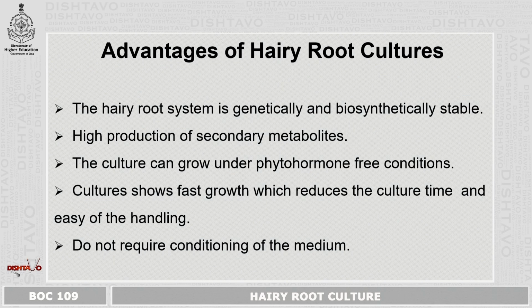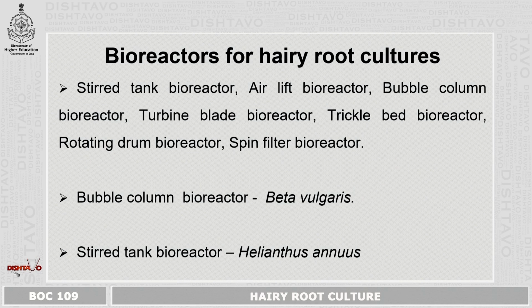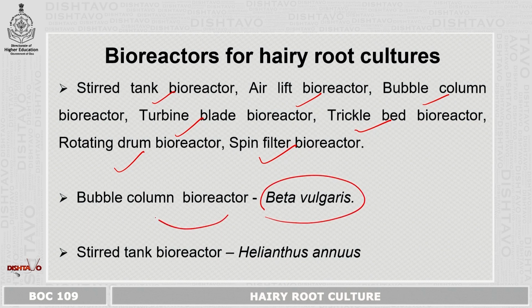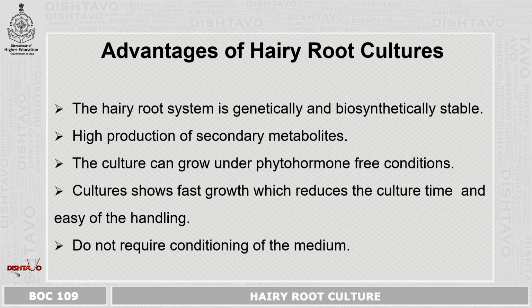Now, in order to grow these hairy root cultures, you need specific bioreactors. There are various bioreactors which are used: airlift, stirred tank, bubble column, turbine, trickle bed, rotating drum, spin filter. Now, studies have shown that Beta vulgaris grows best in a bubble column reactor, whereas Helianthus annuus grows well and gives good production in a stirred tank reactor.